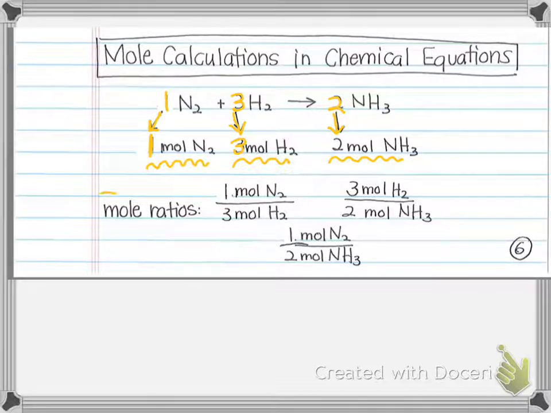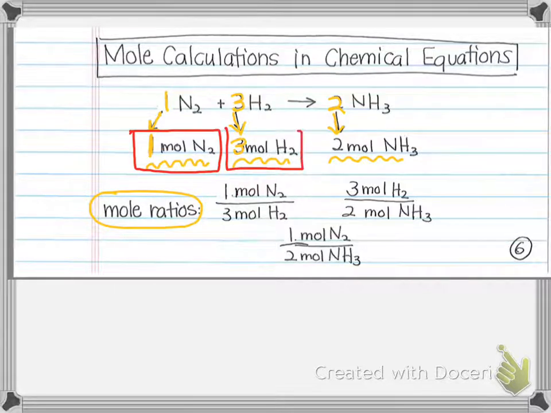Now from these moles, what helps me is making something called a mole ratio. Again, this really isn't math. It simply is putting the different coefficients on top of each other. So for example, I could compare the moles of nitrogen to the moles of hydrogen, and I get 1 to 3.